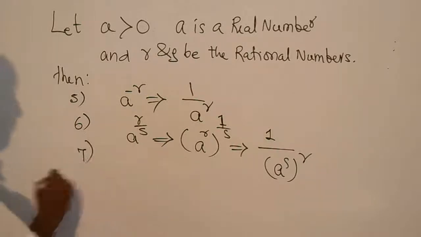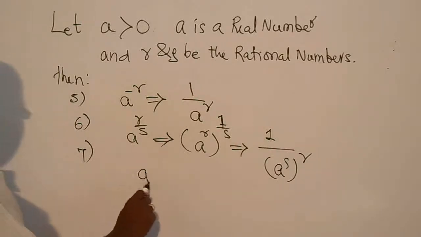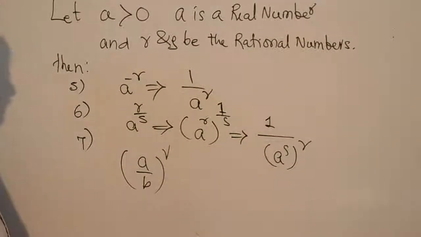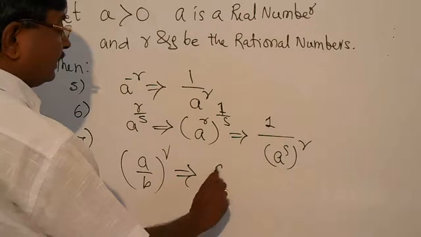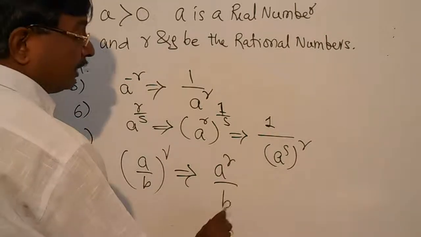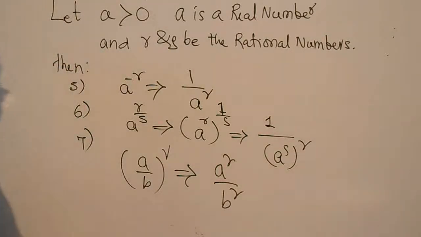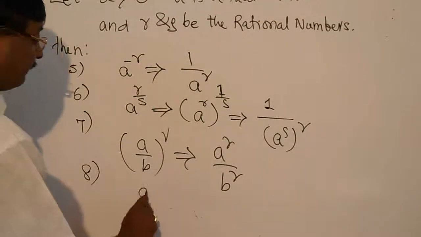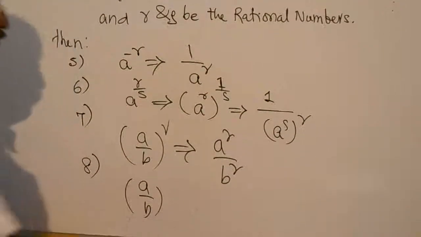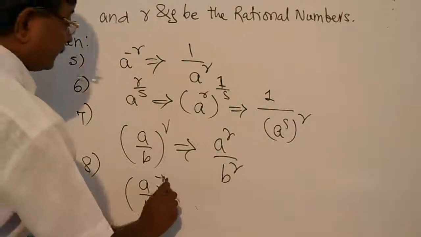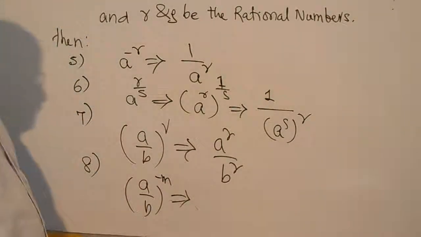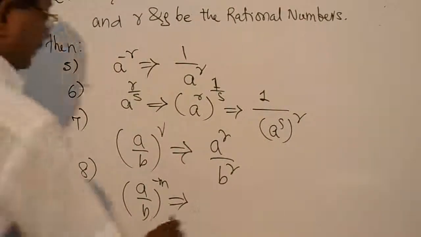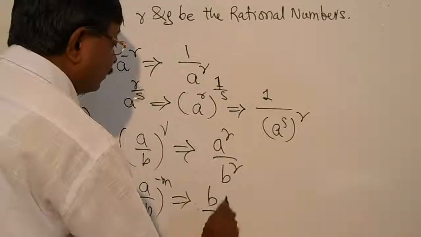Next, number 7, a divided by b to the power r. So it can be expressed by way of a to the power of r divided by b to the power of r. Fine. Next one, number 8, a by b to the power minus m. So which can be expressed as, since it is a minus sign, so it will become b divided by a to the power m.